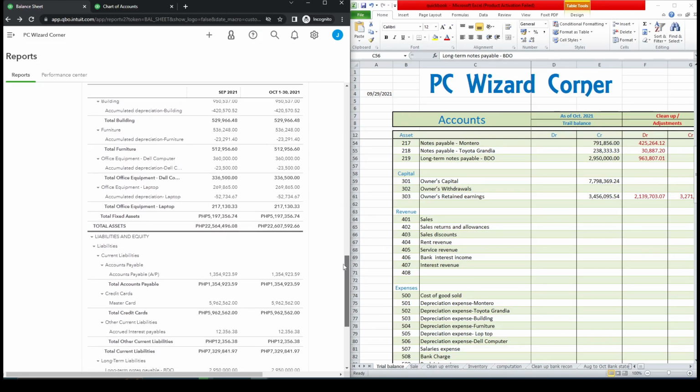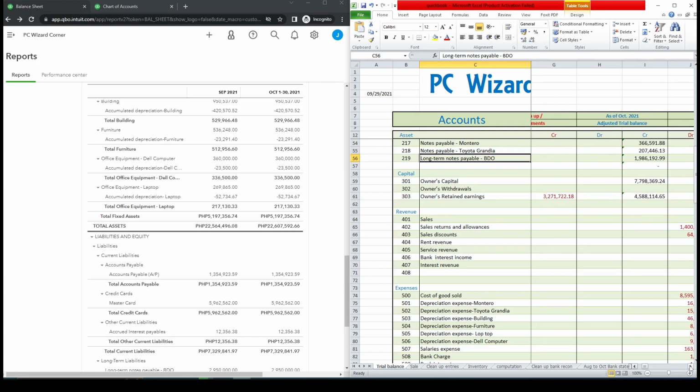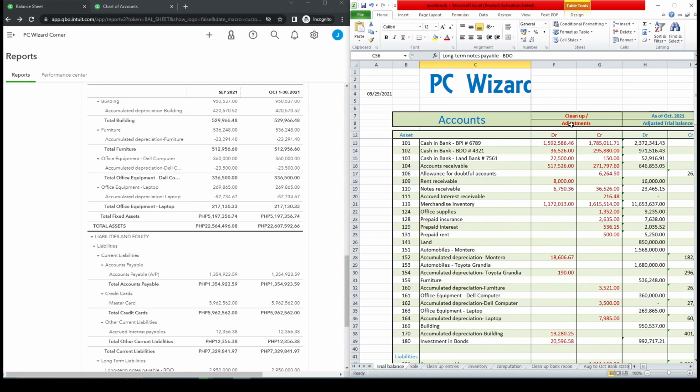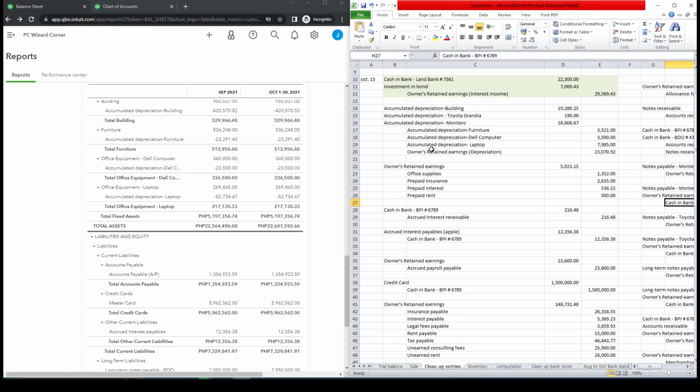That's it. For our next video, it will be phase 2 of this series of videos: the cleanup or the adjusting entries, this one, in this column. The journal entries for all these amounts are here in the cleanup tab, this one.